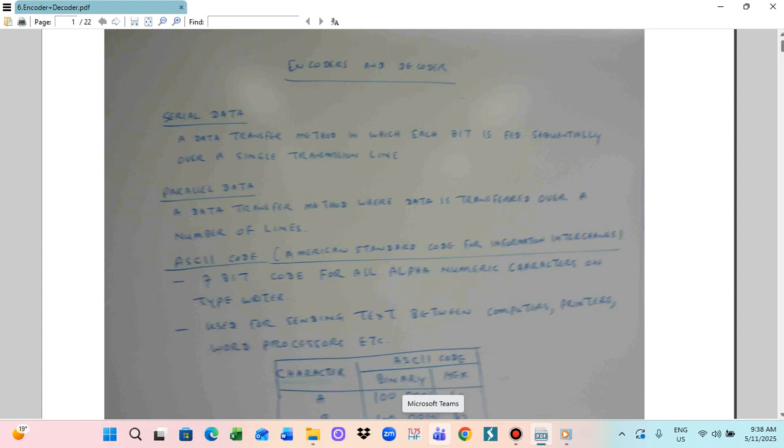So when you use the encoder and decoder system, we also utilize the hexadecimal system. Hexadecimal system means a binary number is 10111 like this. So to represent the number there are a lot of digits. So by using the hexadecimal system, we can reduce the number of digits.